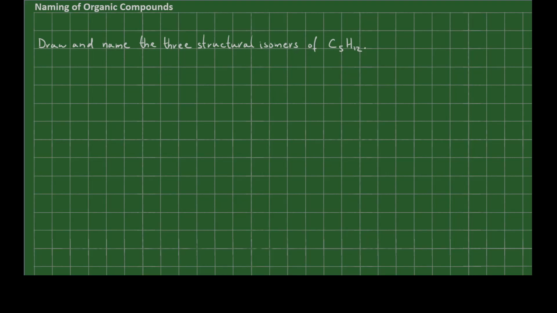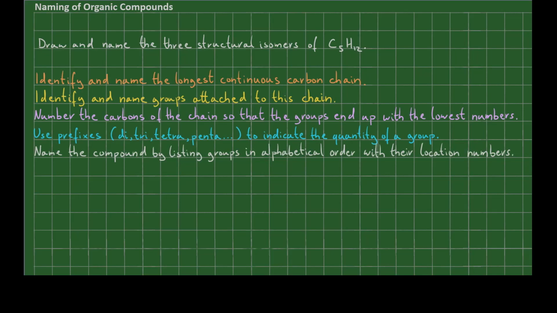To make things a little bit easier, here are the guidelines for naming of organic compounds. I will give you a few seconds to sort yourself out. One of the ways to begin this is by drawing a chain of carbons. How many? Well, in this case 5. Just to make it clear, I am also going to number these carbons.